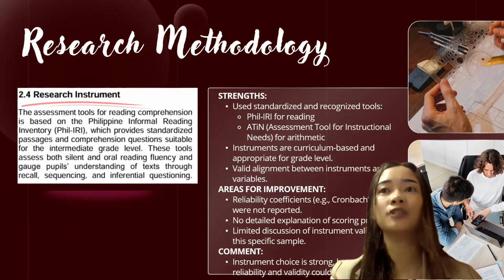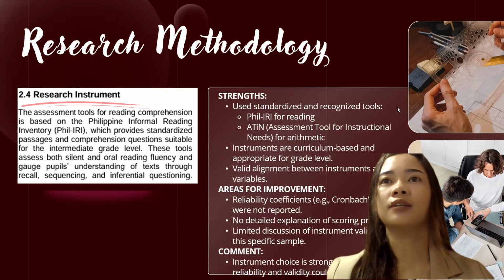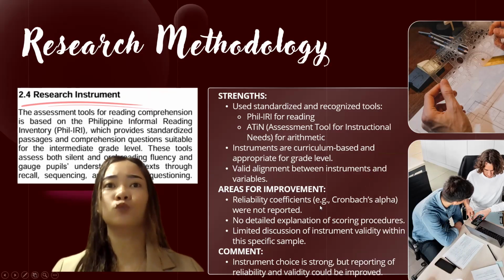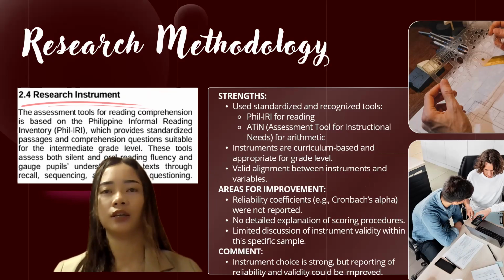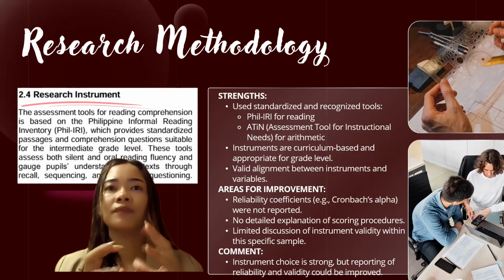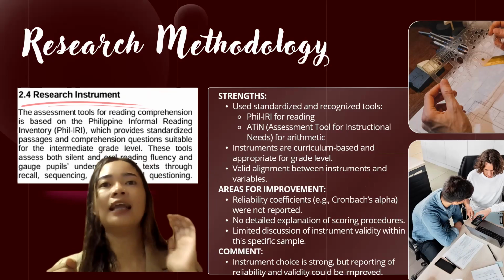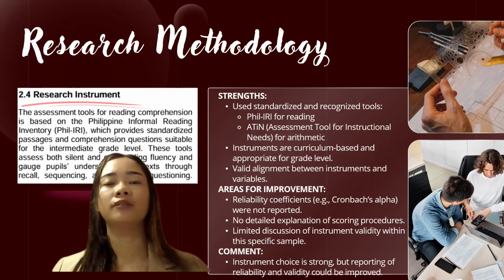And let's proceed with the research instrument, still under research methodology. The strength for this part is that it uses standardized and recognized tools: Phil-IRI for reading, and ATIN, which is the Assessment Tool for Instructional Needs, for arithmetic. The instruments are curriculum-based, from DepEd, and appropriate for the grade level, which is grade 6. There is valid alignment between instruments and variables.